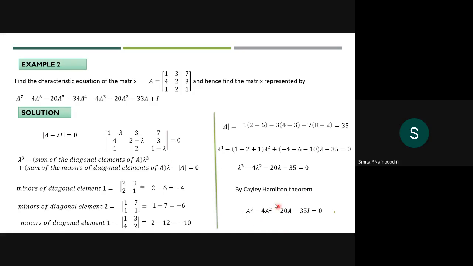Okay? Now from this equation we have to find the value. From the equation we got after applying the Cayley-Hamilton theorem, we have to find this matrix. Okay? So what we will do is we will divide this matrix by this. We will divide this matrix by this. So hope this part is clear, DSC students.